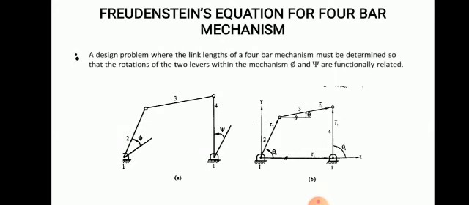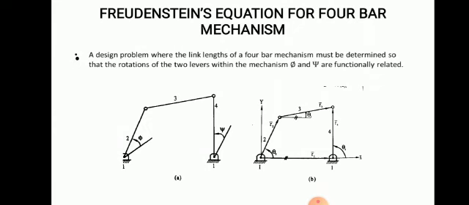While designing a mechanism, the general requirement is that the output link should rotate, oscillate or reciprocate according to a specified function of time or function of the input motion. This is called function generation.